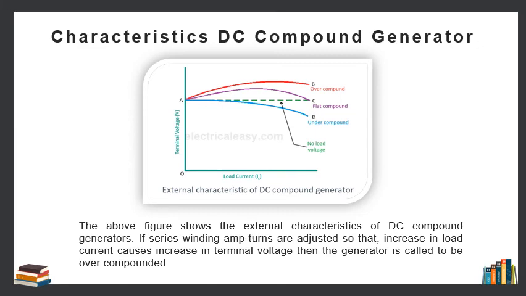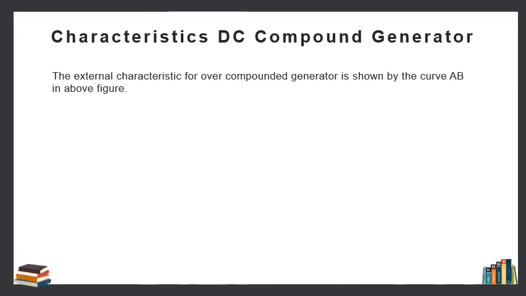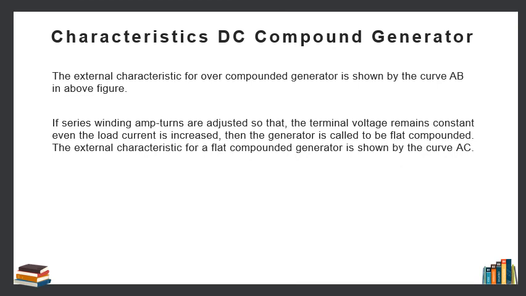If the series winding ampere turns are adjusted so that an increase in load current causes an increase in the terminal voltage, then the generator is said to be over compound. The external characteristics for an over compound generator is shown by the curve AB in the figure. If the series winding ampere turns are adjusted so that the terminal voltage remains constant even when the load current is increased, then the generator is said to be flat compound. The external characteristics for a flat compound generator is shown by the curve AC.